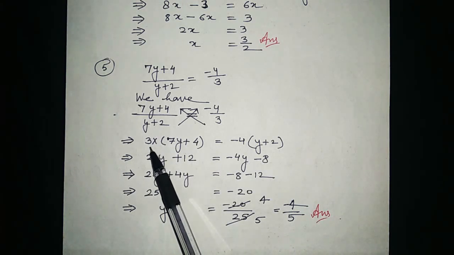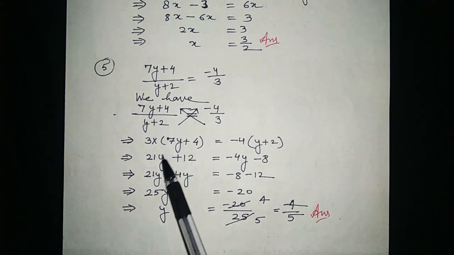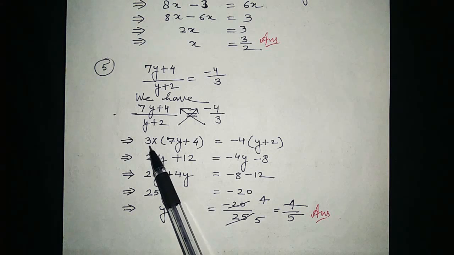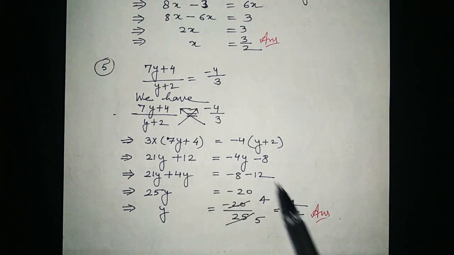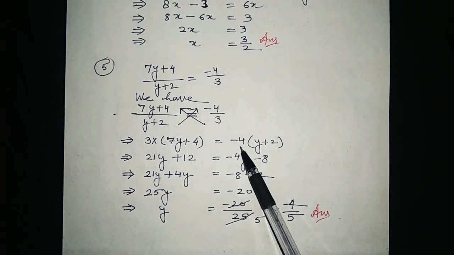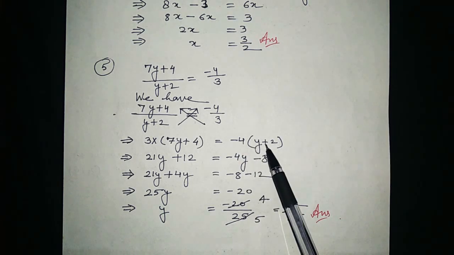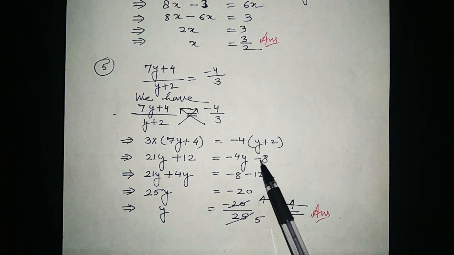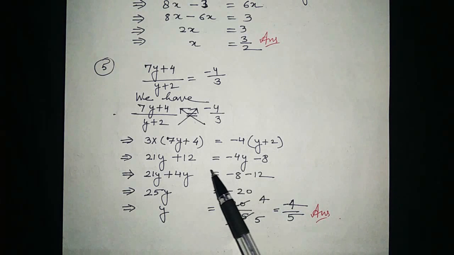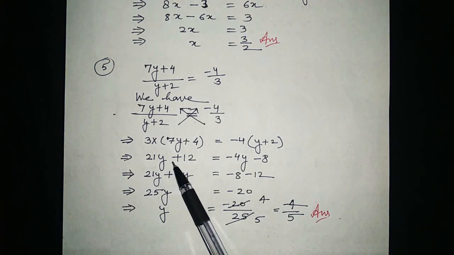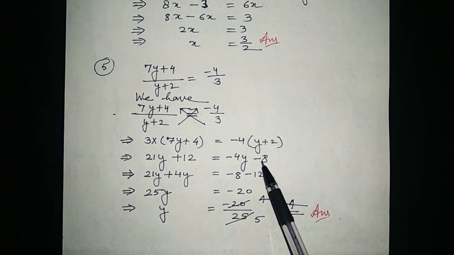Now we will multiply 3 and 7y. Then we will get 21y. Now 3 and 4 when we multiply, we get 3 fours are 12, plus 12. After that on the right hand side, minus 4 into y, we will get minus 4y. And minus and plus when we multiply, then what we will get? Minus sign. And 4 and 2 if we multiply we get 8. Now the equation is 21y plus 12 is equal to minus 4y minus 8.